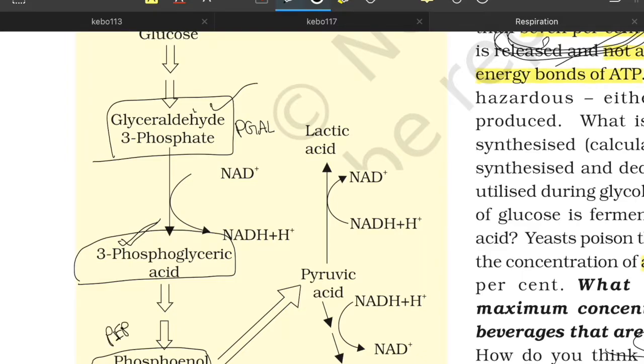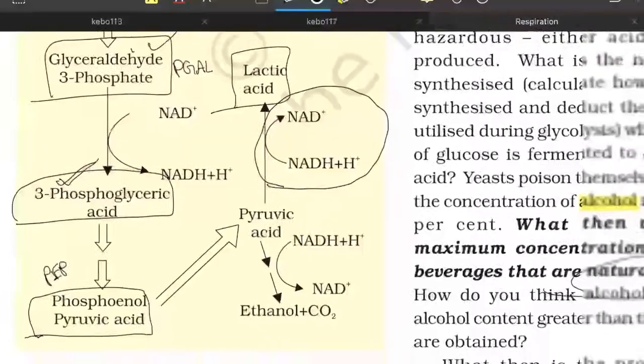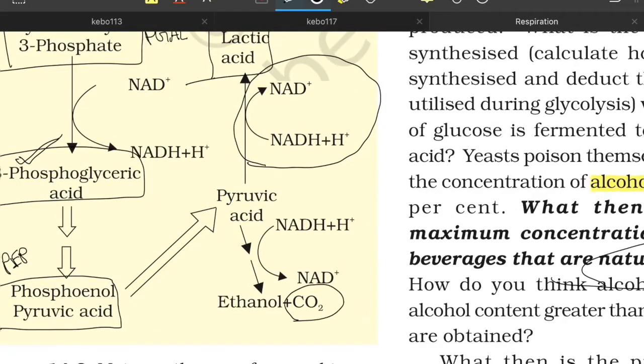After that, pyruvic acid converts into lactic acid. How is it converted? By addition of hydrogen. You are reducing it to form lactic acid. Here you're decarboxylating it and you're reducing it to form ethanol.